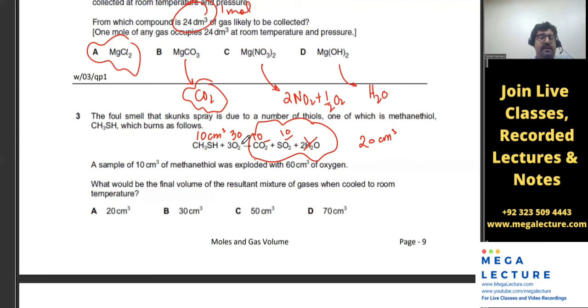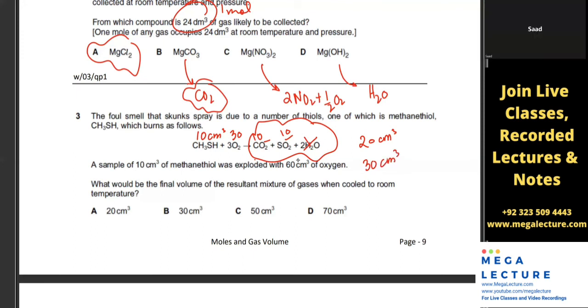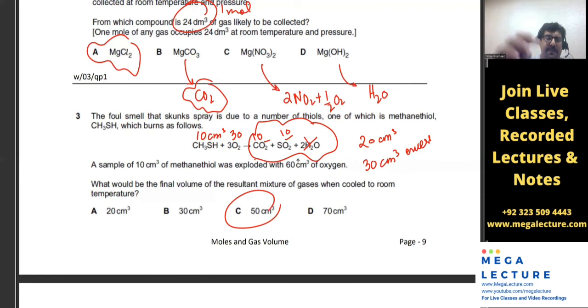The reaction only requires 30. So only 30 will react, 30 will remain unreacted. So there's going to be 30 cm cube. Is this clear? Yes. So the answer would be 50.